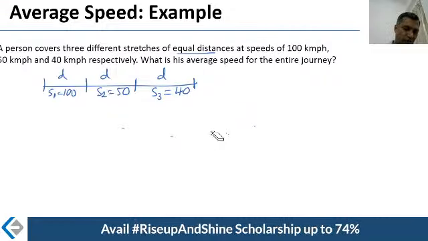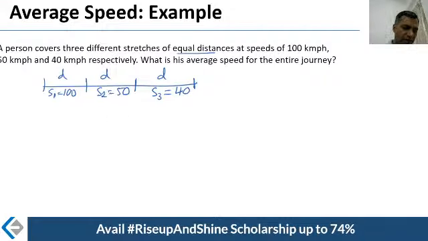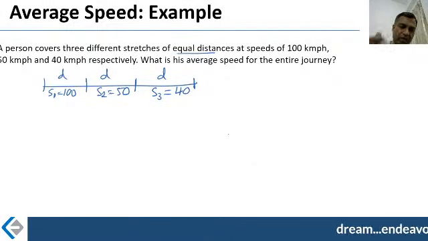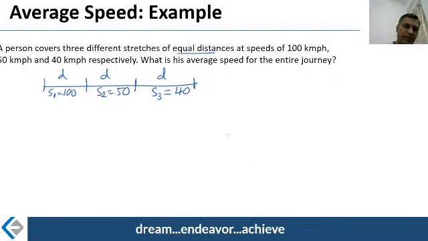So what does he want to understand? What is the average speed for the entire journey? Don't add all these 3 numbers, 100 plus 50 plus 40 divided by 3. That becomes the simple average, right? We are talking about the weighted average. Weighted average is what we talk about.